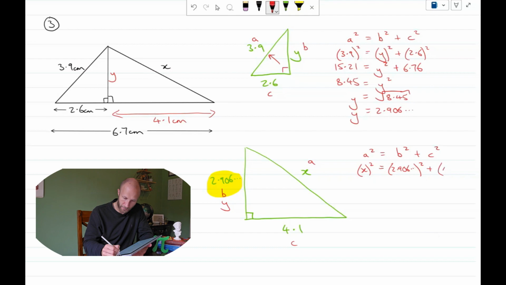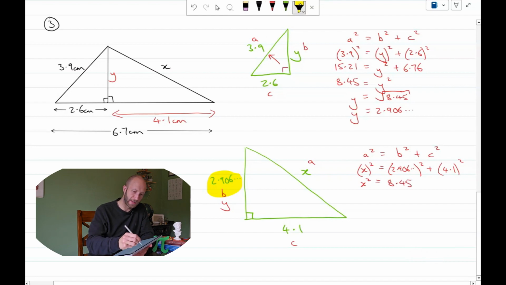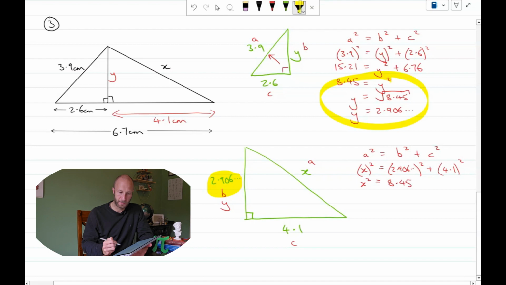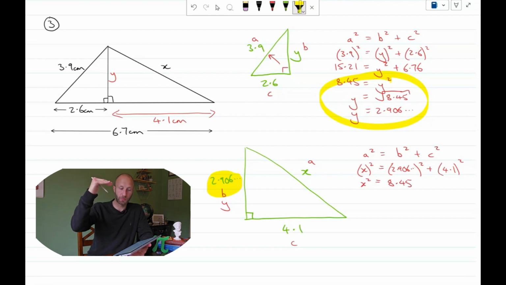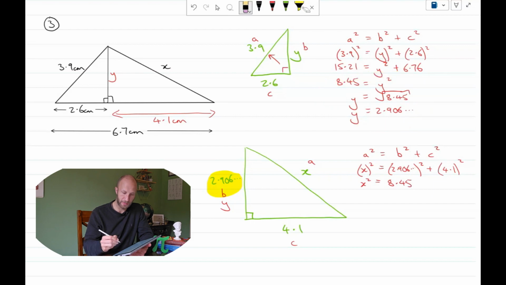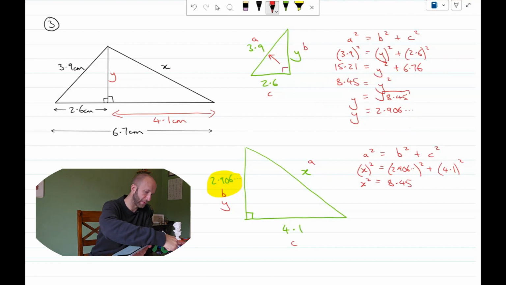And C is 4.1, so that goes in brackets here. X squared stays as it is. This 2.906 squared is 8.45 because I've got it in this part of the question here. When I square it, I'll be going back up that equation, wouldn't I? So y squared is the same as the 2.906 squared, which is 8.45. And then 4.1 squared is 16.81.